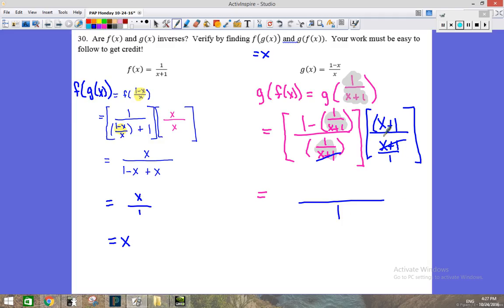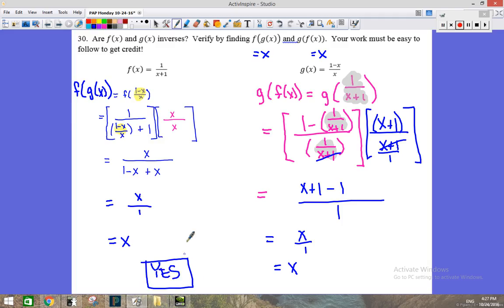Now, I need to take this x plus 1 and distribute it to both terms. When I take x plus 1 and multiply it by 1, I get the x plus 1. When I take x plus 1 and I multiply it by the second term, the x plus 1's cancel just as they did before, and I just have minus 1. So the plus 1 and minus 1 cancel, and x divided by 1 is x. So now, since both of these compositions are x, we can say, yes, these two functions are inverses.